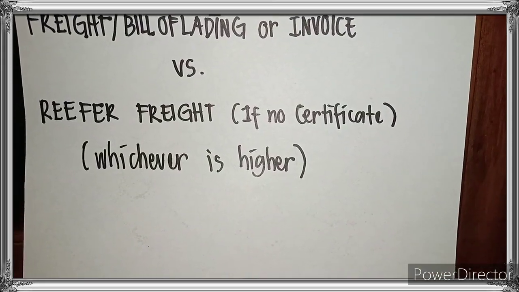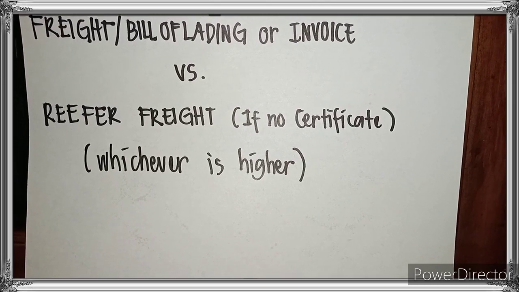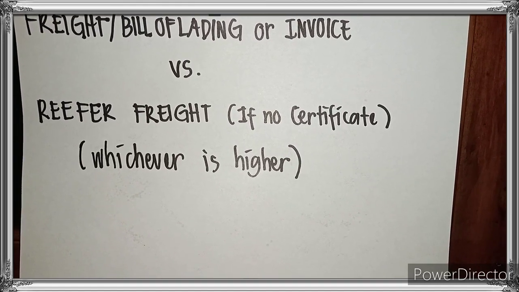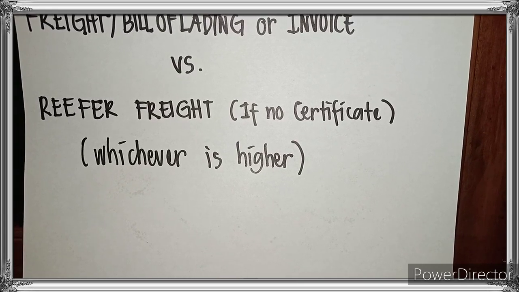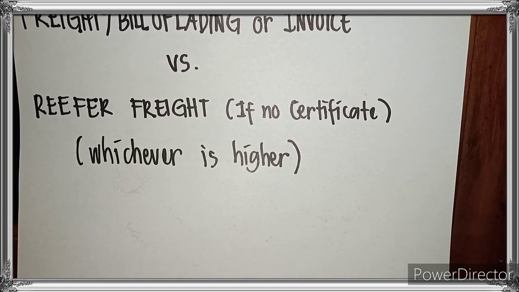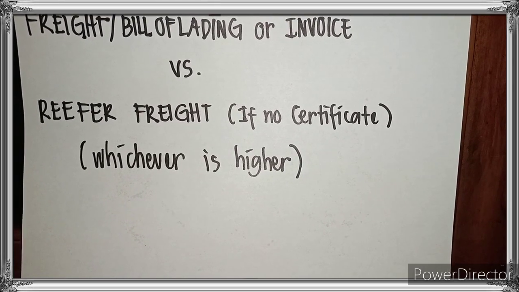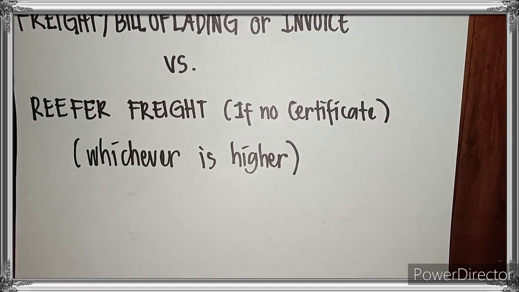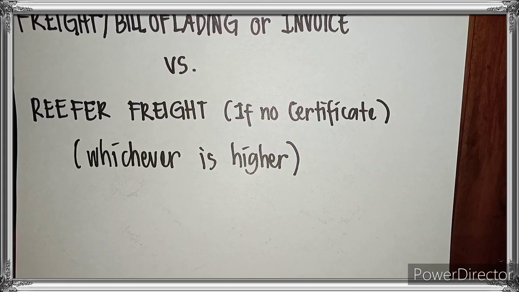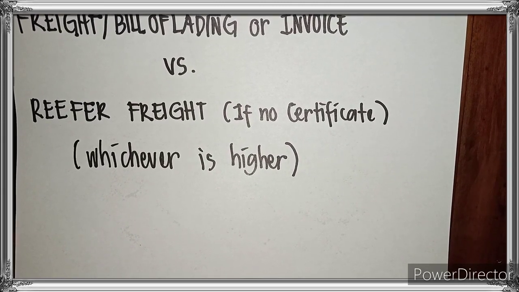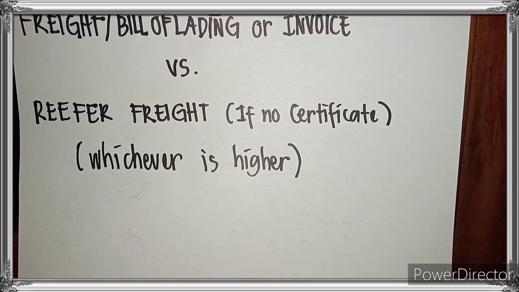So to apply Rule number 10, we have here the freight indicated in the bill of lading or invoice versus the reefer freight. If there is no certificate, then we will be having the whichever is higher. But if there is a certification from the shipping company, then we will not be having the whichever is higher.